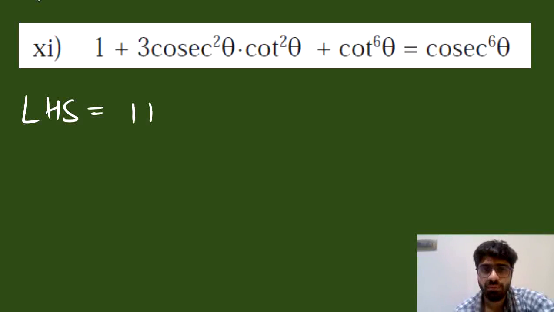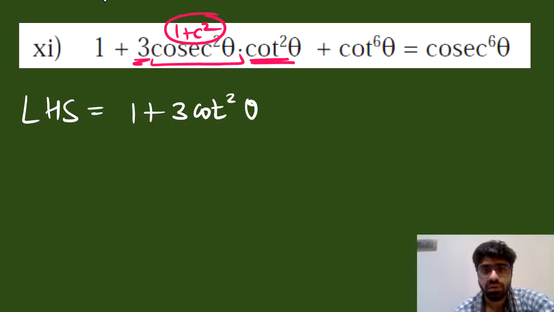So we have 1 plus, we can write cosec square theta. This cosec square theta can be written as 1 plus cot square theta. So if I write it as 1 plus cot square theta, and then finally if we expand the bracket, be careful, there is 3 cot square theta to be multiplied with both the terms here. So we will have 1 plus 3 cot square theta plus 3 cot power 4 theta plus cot power 6 theta.